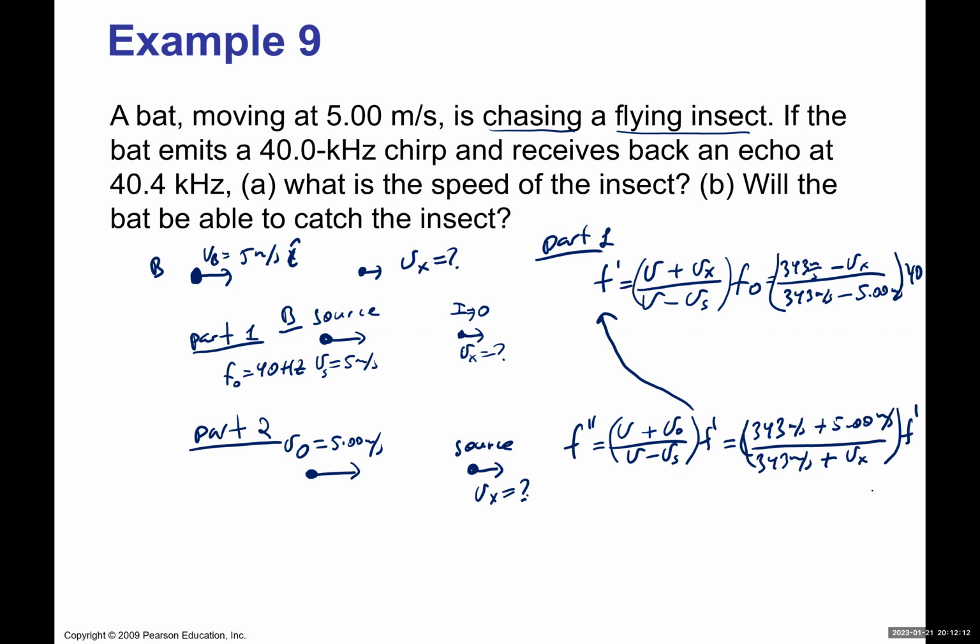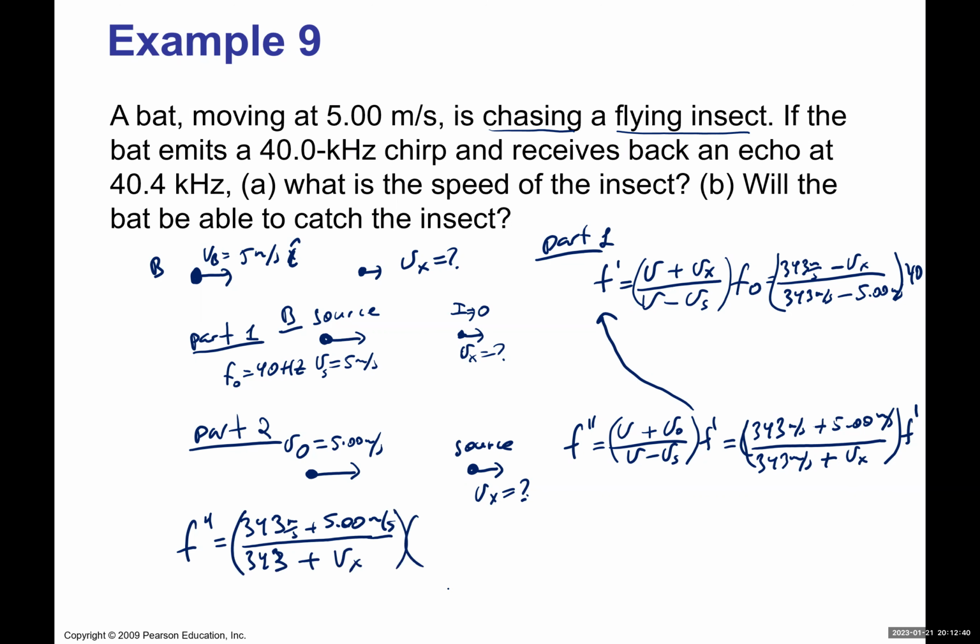All right, so what we end up with here is this: F double prime is equal to 343 meters per second plus 5 meters per second, and let me just put the units as meters per second, then over 343 plus Vx.